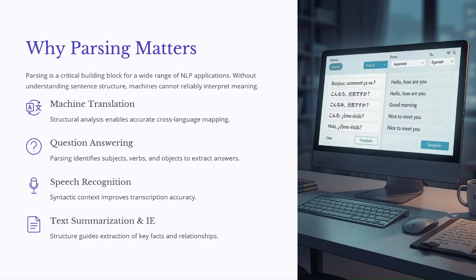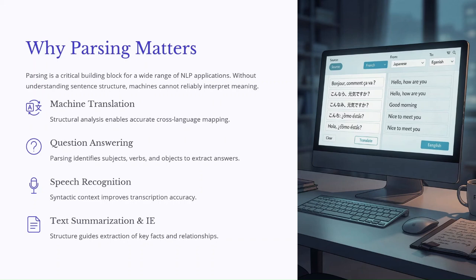So why does parsing matter? Why do we require this? Parsing is a critical building block. It's used in a wide range of NLP applications. Without understanding the core structure, the sentence structure, we cannot interpret the meaning. Machine translation is one of the key applications where parsing is used, where you have to know the accurate cross-language mapping.